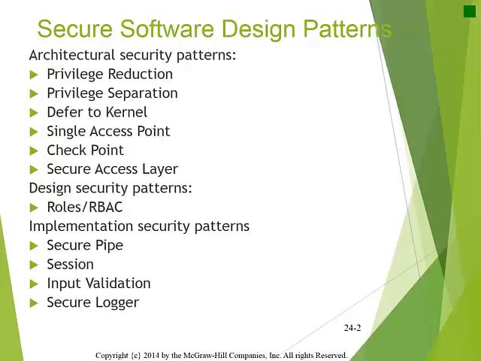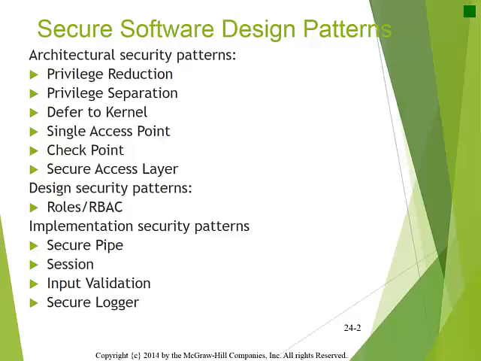An example of an architectural security pattern is the privilege reduction pattern that aims to compartmentalize the system by decomposing it into mutually distrustful components. Another architectural pattern is the checkpoint pattern. Its aim is to organize the checking of security policies and to execute countermeasures.